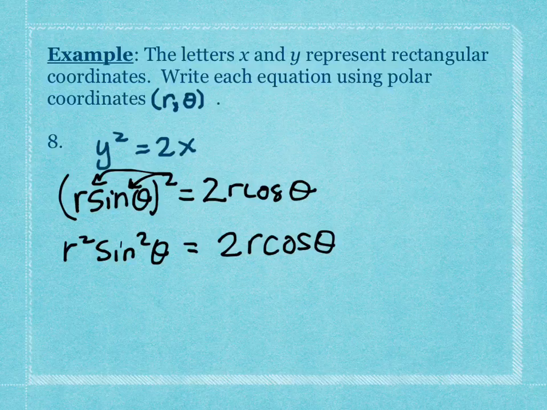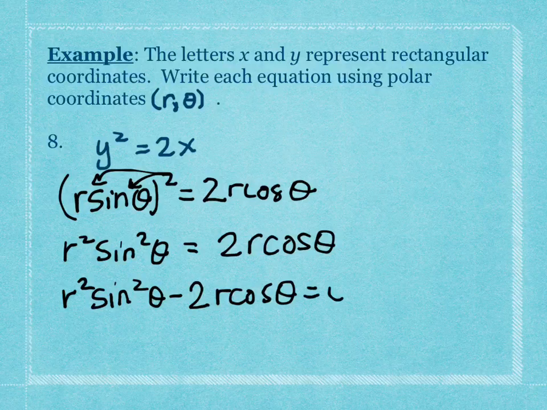Do not be tempted to cancel out the r's. That is inappropriate. You don't want to cancel a variable out ever. You lose solutions when you do that. However, I believe your book will most of the time take these and put them on the same side of the equation. So you're probably going to see the next thing is writing this as subtraction, like this. Or you could do the subtraction to the other side. That'd be fine too.